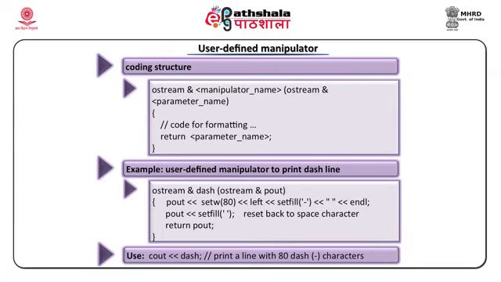Let us take the example here of defining a user defined manipulator to print a dash line. So, every time I want to print the dash line, I will use just dash as the manipulator name. So, for example, I will say cout << dash.